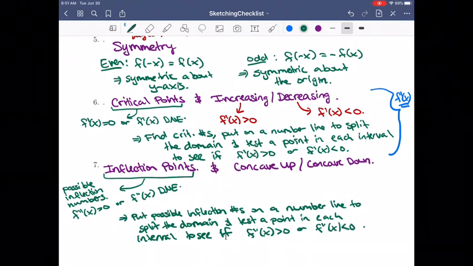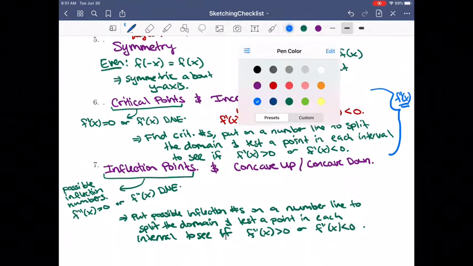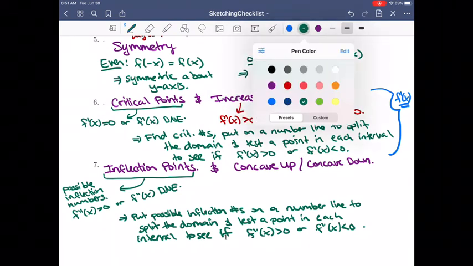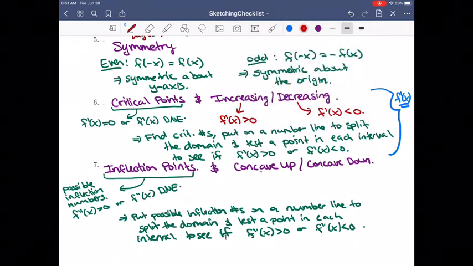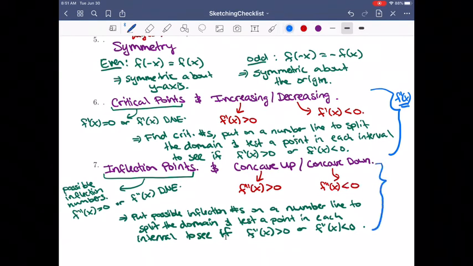Okay, now why do we care about that? It's because concave up happens when the second derivative is positive. Because remember, you're positive, so you're happy. Concave down is when your second derivative is negative, so you're negative and you have a frown. Okay, so all of this step is from the second derivative. Okay, but you're basically doing the exact same thing over again, but with the second derivative.